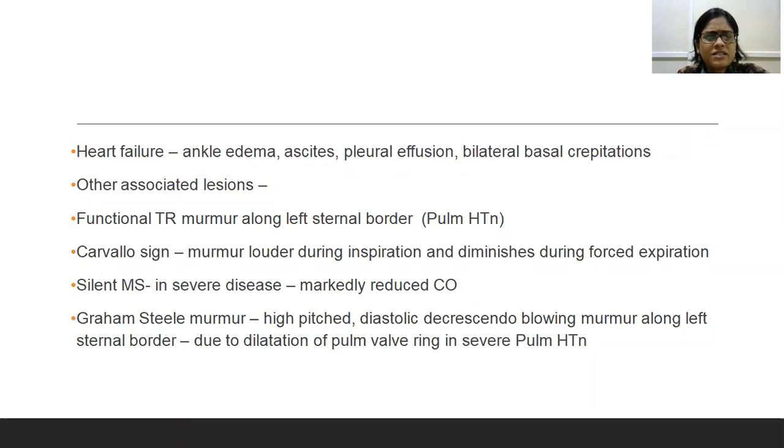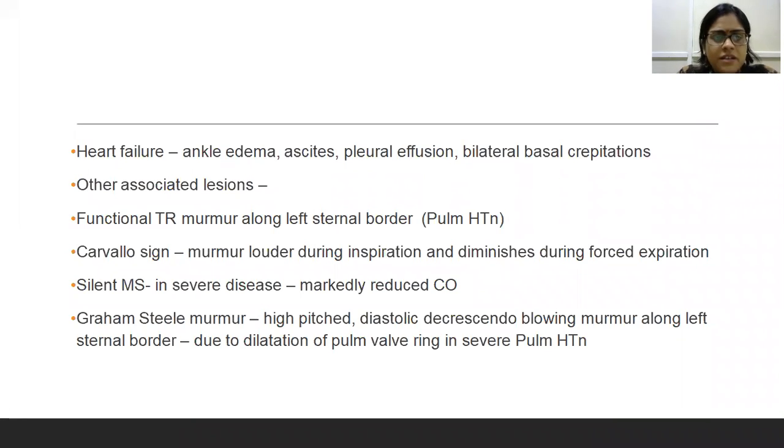In silent MS, silent mitral stenosis, you have a markedly reduced cardiac output. You will not hear an opening snap because your chordae tendineae and your leaflets are not as pliant anymore. So this is called silent MS in case of severe disease.